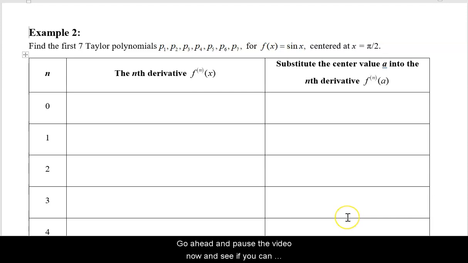Go ahead and pause the video now and see if you can compute the first 7 Taylor polynomials. Then turn the video back on and we'll check our answers together.